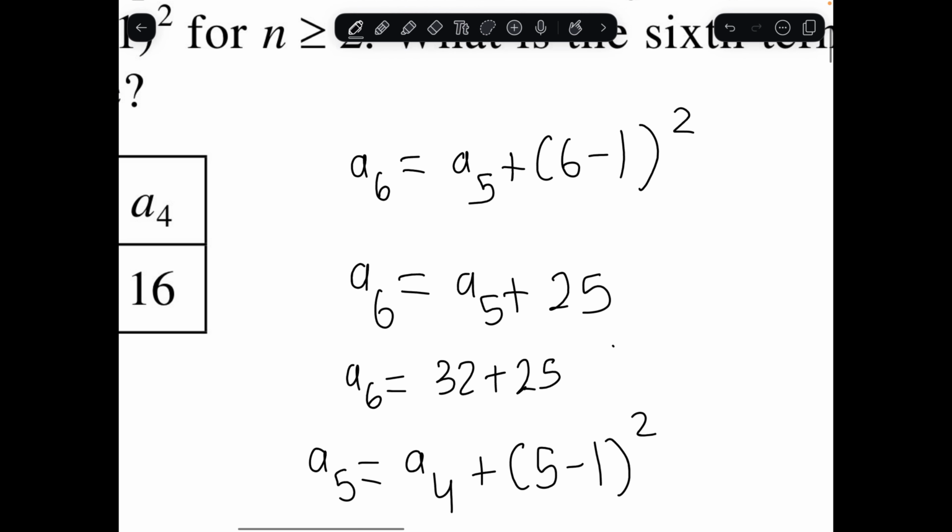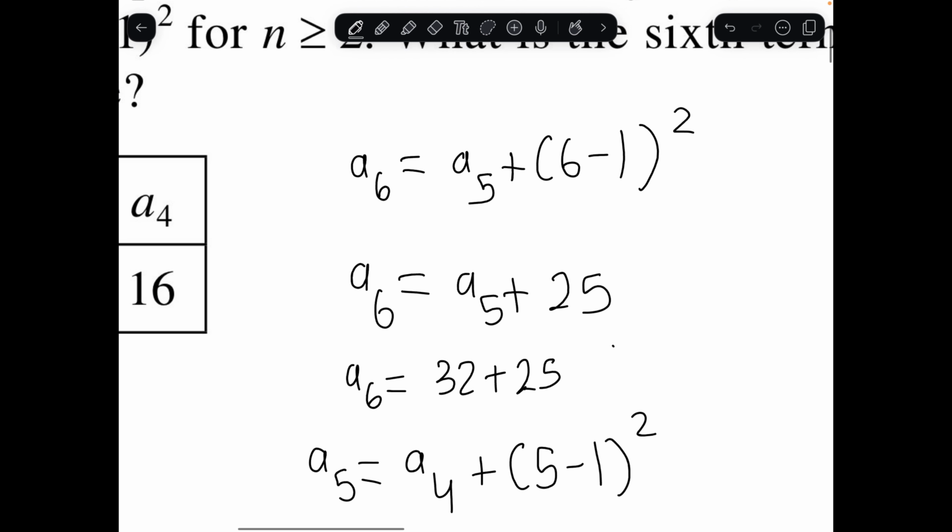So for this problem, just remember that you're going to have to use the recursive formula, and you're going to have to work backwards. What I mean by that is, in this case, we were trying to figure out what a6 is, but we didn't have a5, so we had to use this formula to figure out a5. We figured out the fifth term, and that helped us figure out the sixth term. So if you see this type of problem again, you're just going to be working backwards.